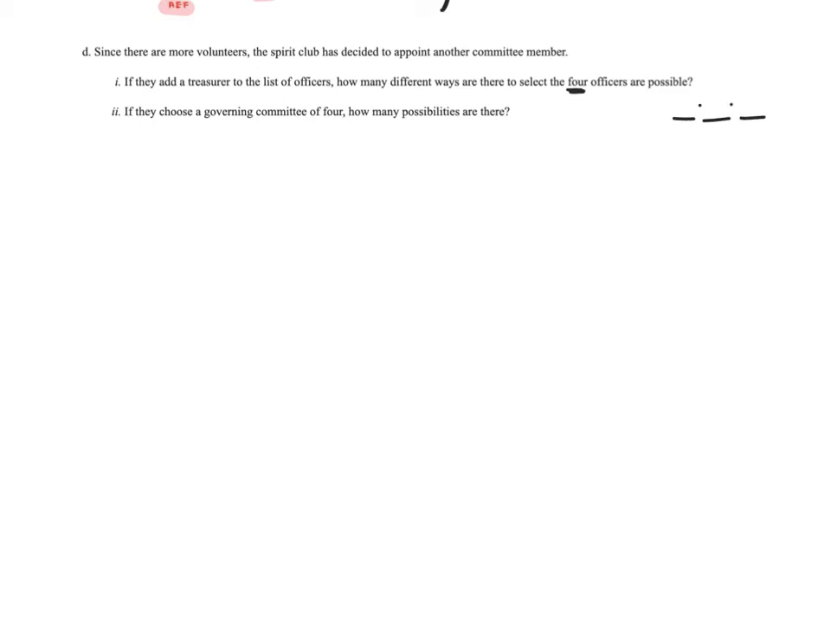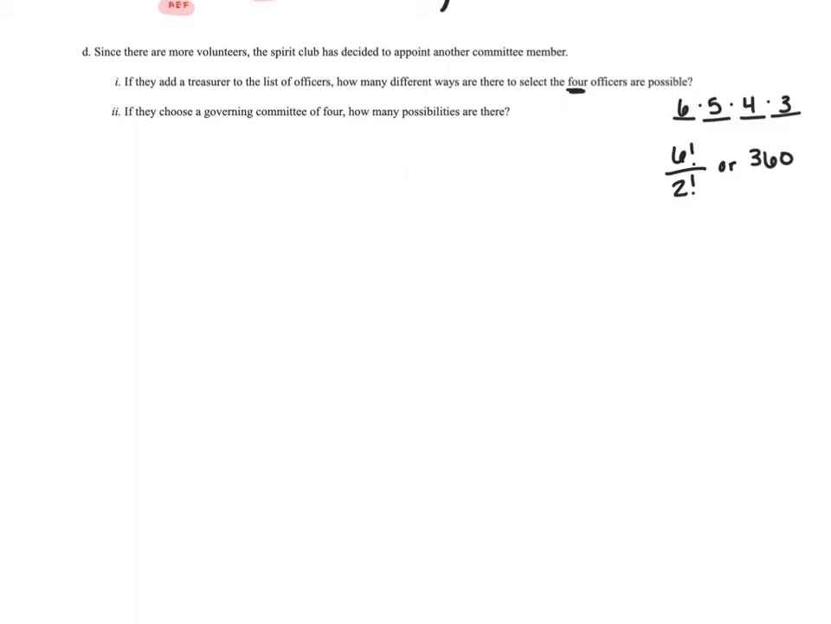Okay, so now there's more volunteers, they're going to appoint another committee member. So if they add a treasurer to the list of officers, how many different ways are there to select the 4 officers? So now my decision chart is going to have 4 spots, and I'm going to have 6 people to choose from for the first row, and then 5 for the row after that, times 4 times 3. That's going to give me a total of 360 different possibilities.